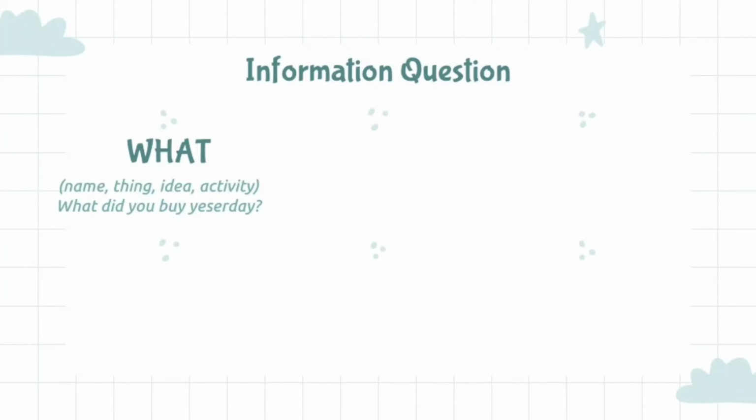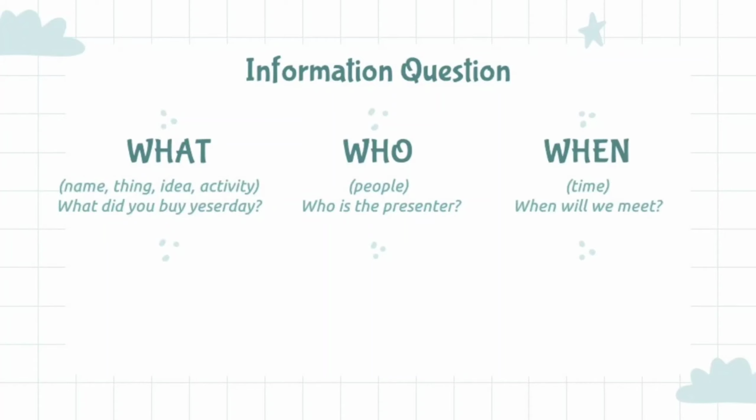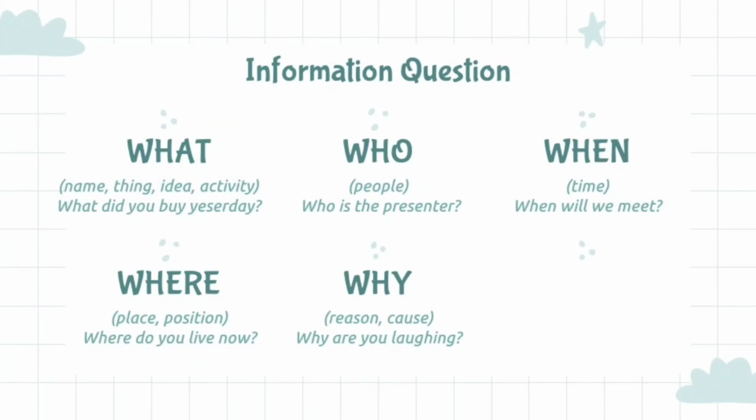We have what. It deals with the name, thing, idea, or activity. The example of what is, what did you buy yesterday? The second one is who. It deals with the people. The example is, who is the presenter? The next one is when. It deals with the time. The example is, when will we meet? The fourth one we have where. It deals with place or position. The example of where is, where do you live now? The next is why. It deals with reason or cause. The example is, why are you laughing?